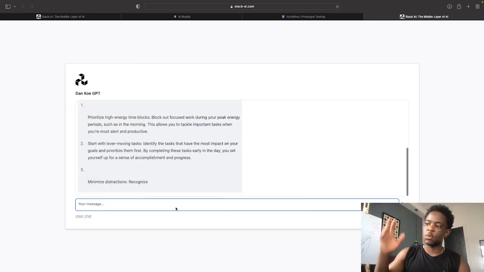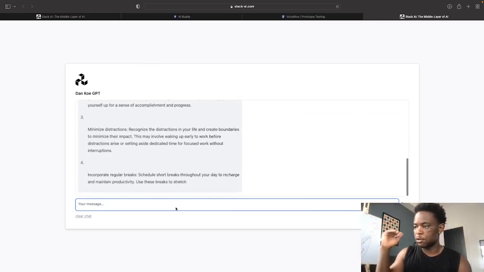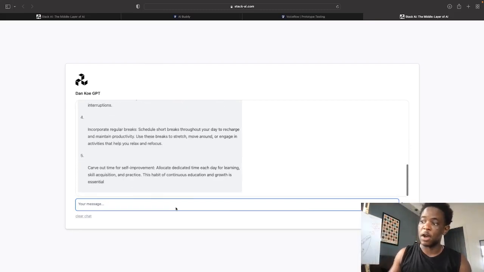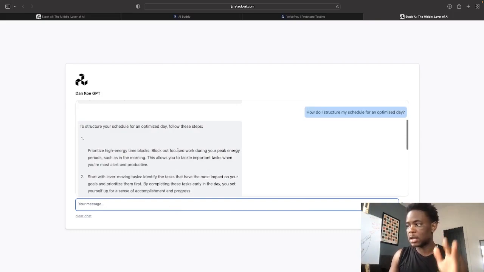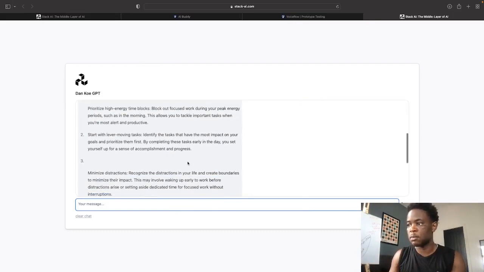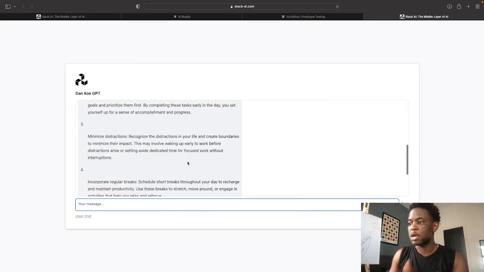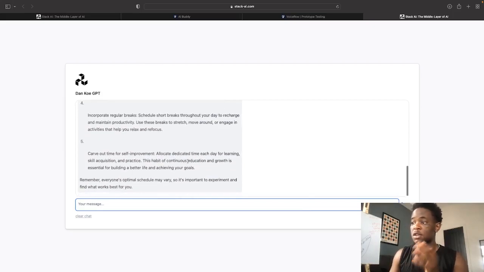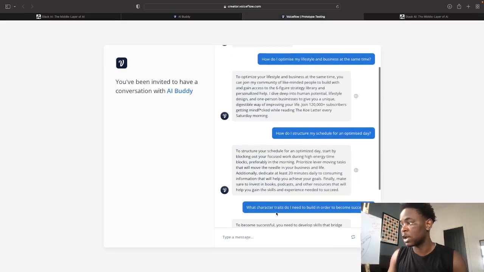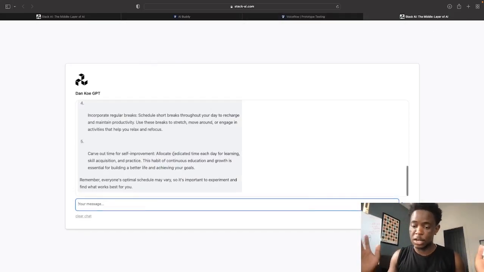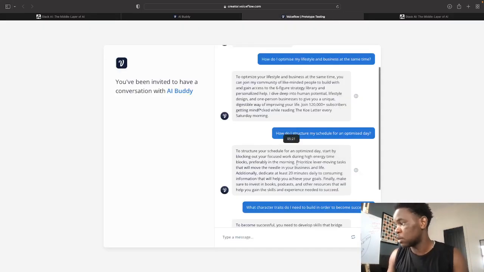Okay, immediately the way it's structured, it's easy. 1, 2, 3, 4, I mean, is it going to be another one? 5. And then from there, you can see that it's very clear in what you need to do. Prioritize high energy time blocks, start with lever moving tasks, minimize distractions, incorporate regular breaks, and carve out time for self-improvement. Again, I would immediately say that this is a better output than you're getting from Voiceflow. And at the same time, it's literally 10 times faster, like the team at Stack said it would be.